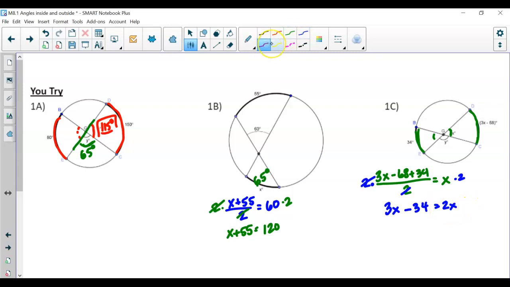Now you're solving your multi-step equation, and you should have gotten x is equal to 34. So if x is 34, then what do you have to do to find y? Again, they're a linear pair, right? So they're supplementary. Subtract from 180, and y is 146 degrees.